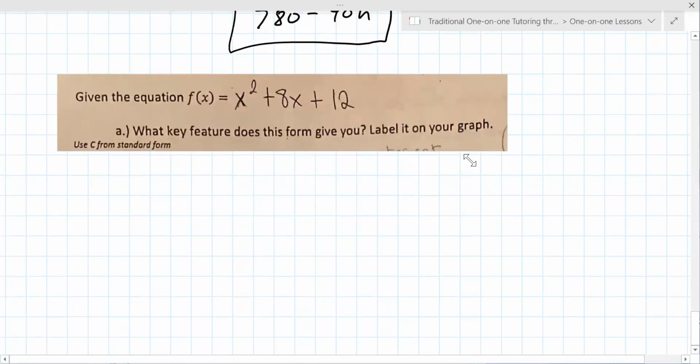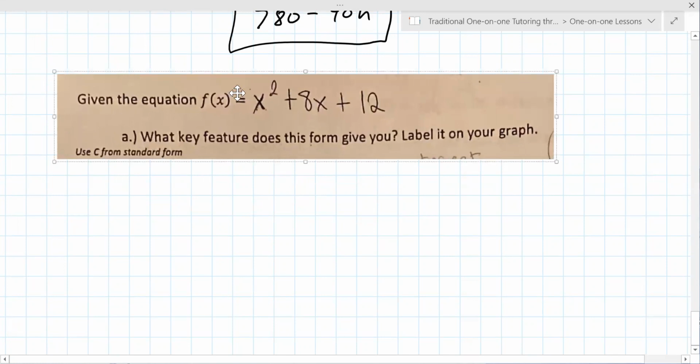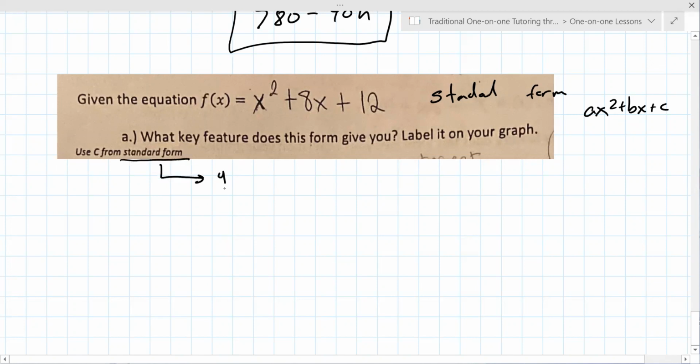Okay, so this equation is in standard form. And standard form is ax squared plus bx plus c. Okay, and when it's in standard form, the thing that stands out is the y-intercept.